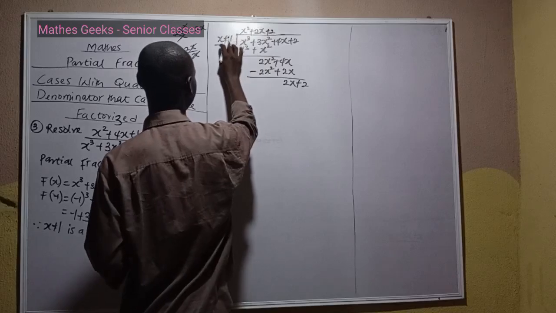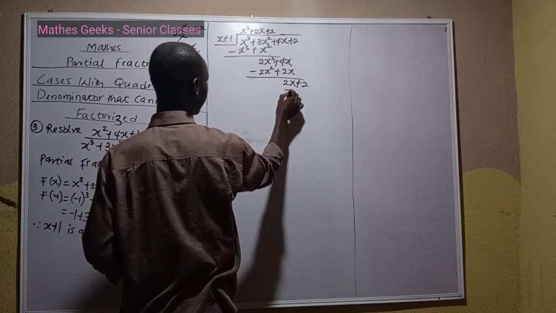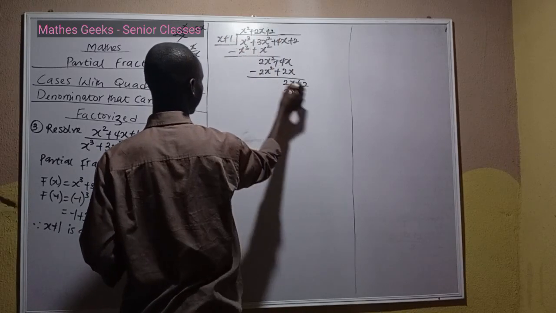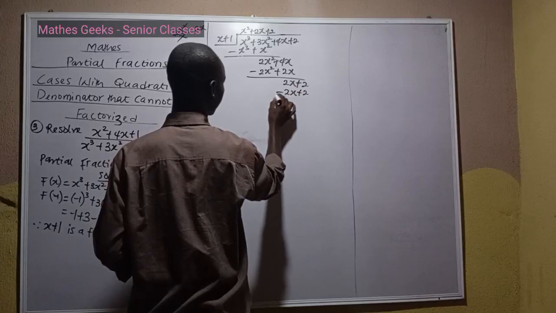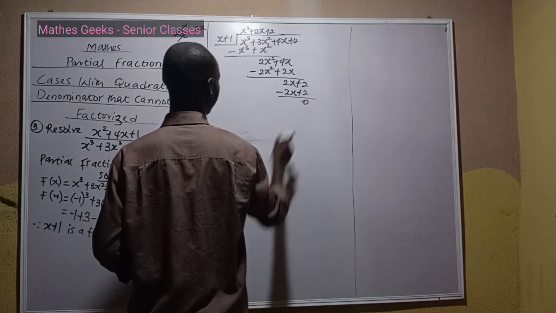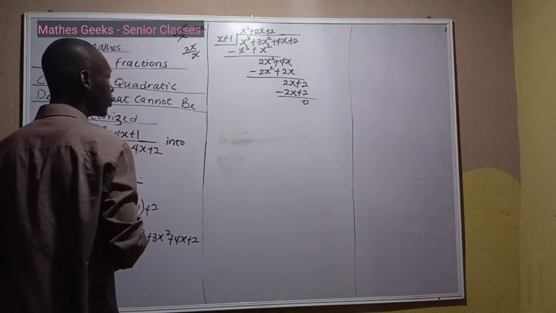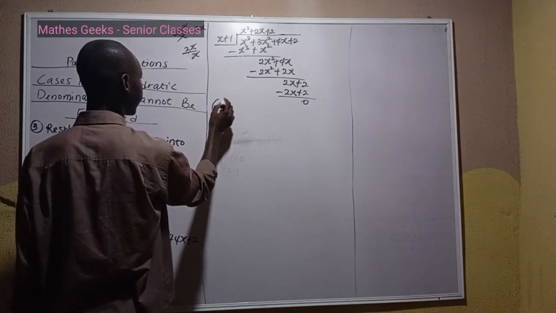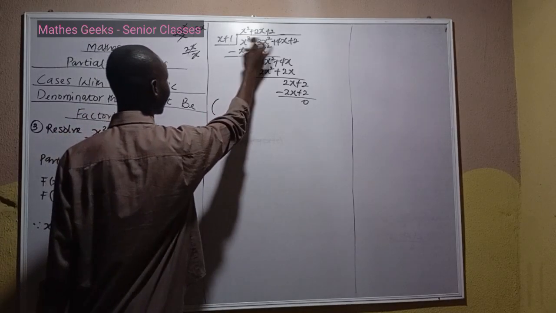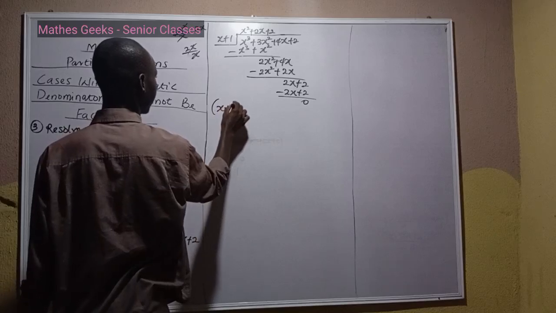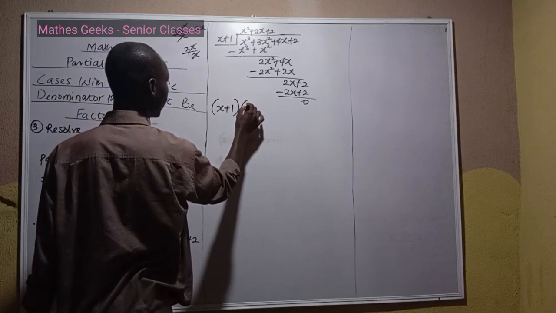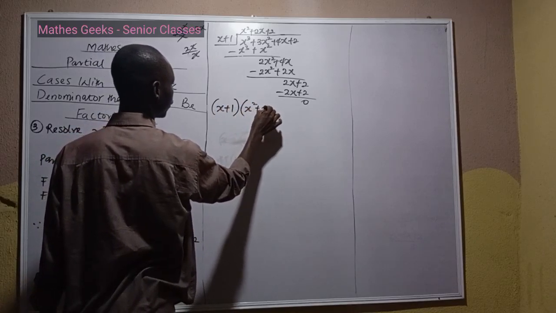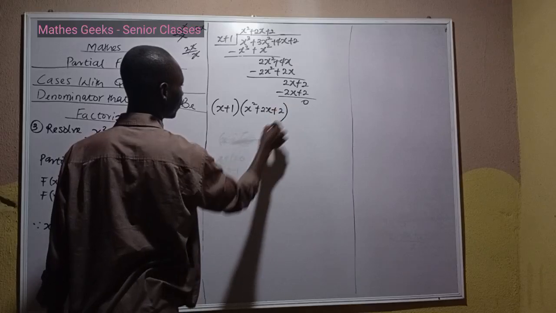So 2 times x gives us 2x. And 2 times 2 will give us plus 2. When you subtract, we're going to have 0. Okay. So therefore, this simplifies. This means that this whole expression simplifies to this form: x squared plus 2x plus 2.